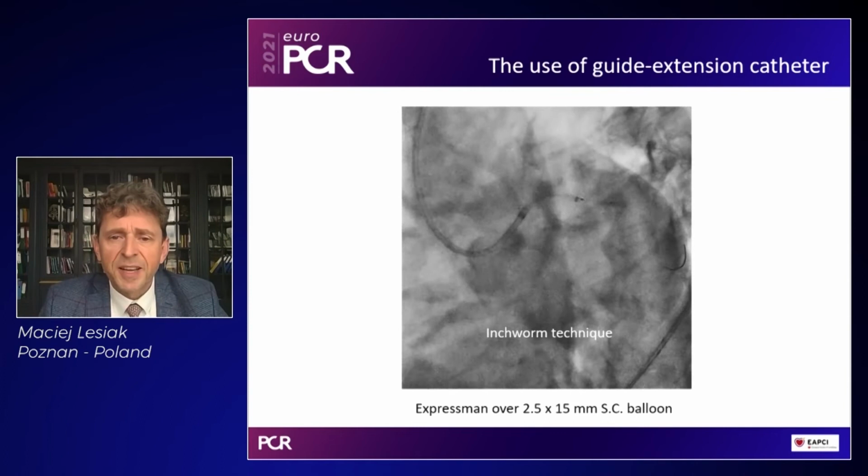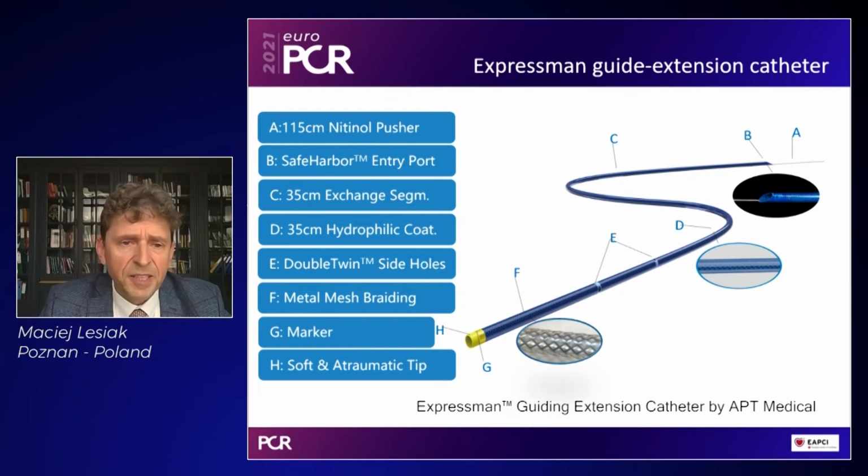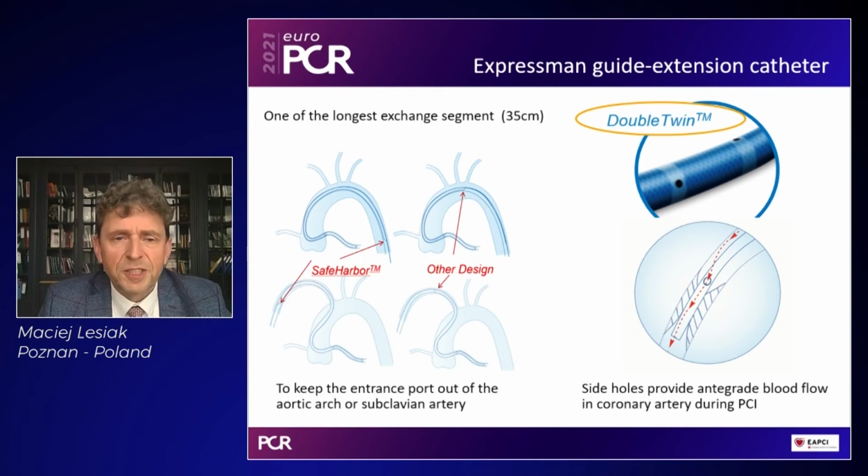So I used the Expressman guide extension because it's a very, very soft and atraumatic tip catheter, very flexible, covered with a hydrophilic coat, which has two unique features. One of these is the very long exchange segment, just to keep the entrance port out of the aortic arch or out of the subclavian artery if you use a radial approach. And the second very interesting feature is a double twin side holes located close to the tip of the catheter, just to provide some antegrade blood flow in a coronary artery during a PCI procedure.